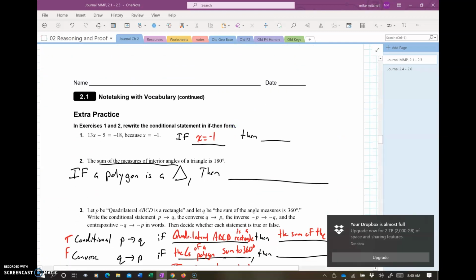Extra practice. Rewrite the conditional statement in if-then form.